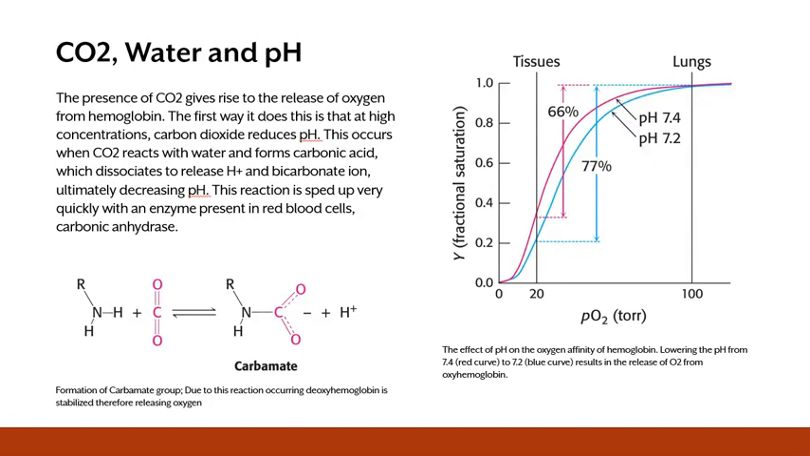The second way CO2 impacts the release of oxygen is the direct interaction that CO2 has with the hemoglobin itself. CO2 stabilizes the deoxyhemoglobin form by reacting with terminal amino groups to form a carbonate group, which is negatively charged. These negatively charged groups participate in salt bridges. The presence of salt bridges stabilize the T state, driving oxygen to be released from hemoglobin.